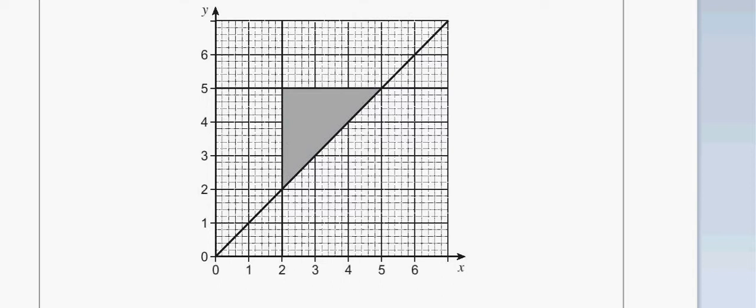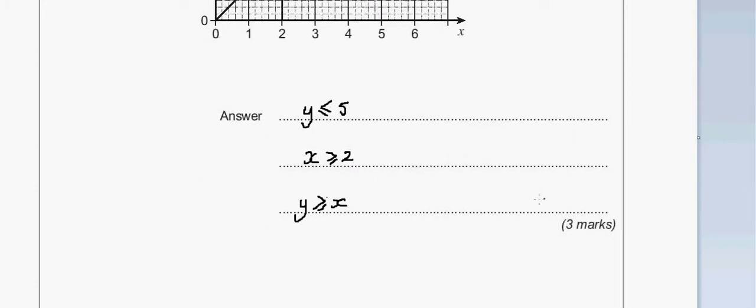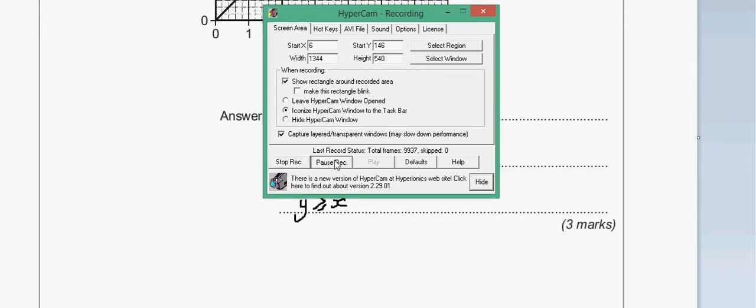Okay, so we know y is less than or equal to 5, x is more than or equal to 2, and y is greater than or equal to x. Okay, so again, a nice simple question. So I'll stop there and I'll move on to the next question.